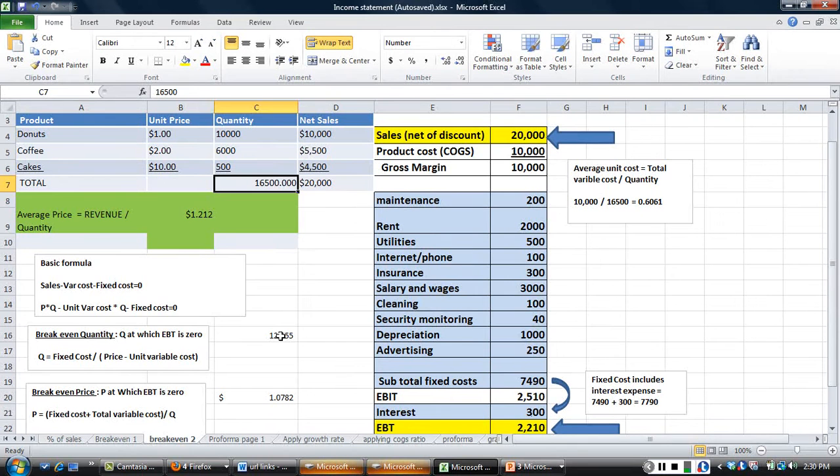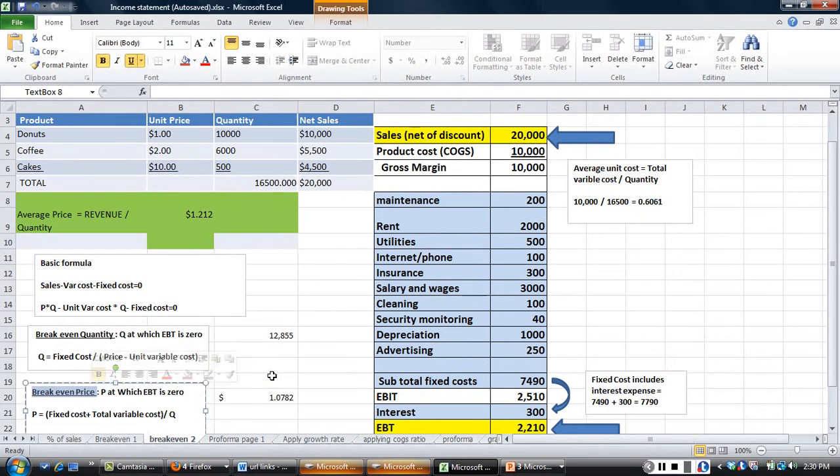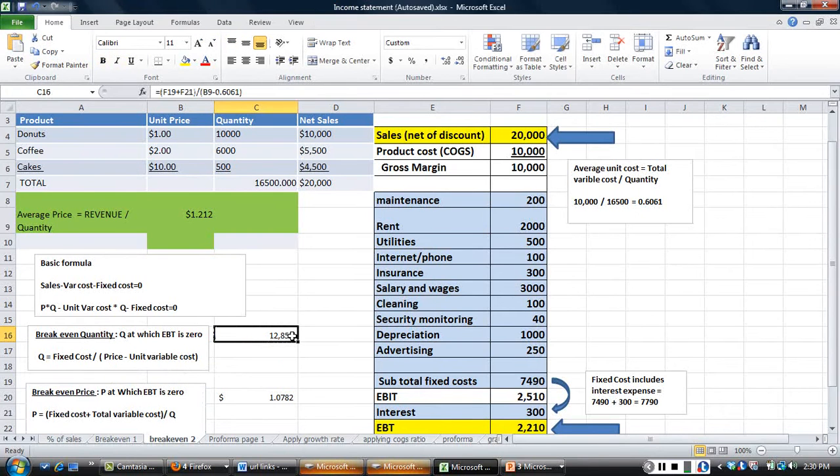When we apply the formula for break-even quantity, just like we did on the last one, we can come up with the break-even quantity of 12,855, which means if I leave the average price alone but change this quantity to 12,855, I will get to a break-even of earnings before tax equal to 0. I'll do it one more time. I'll go in, keep the price as is, change this to 12,855, and you will see that right here, basically the number goes to 1. So it confirms that this formula is what it's telling you.